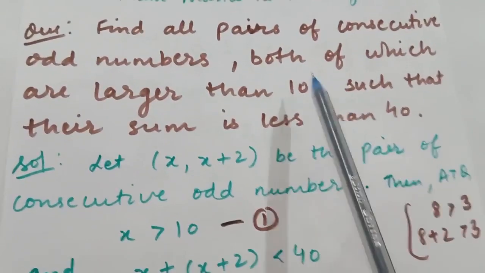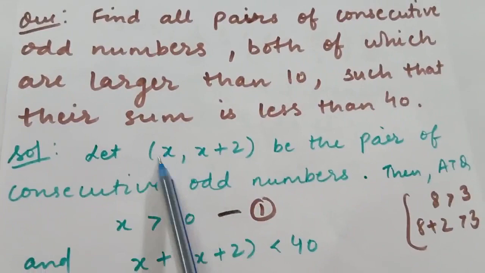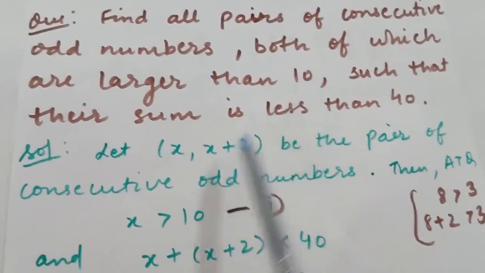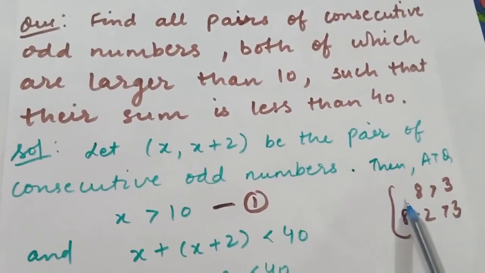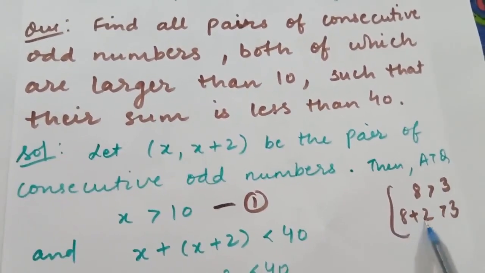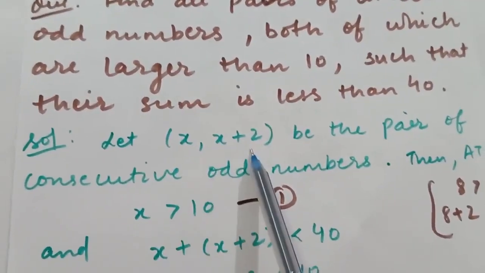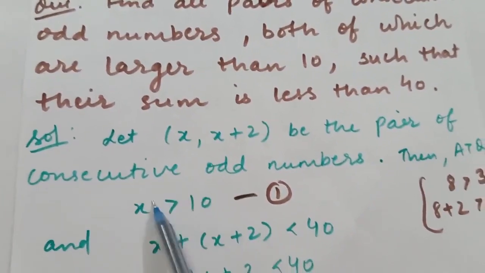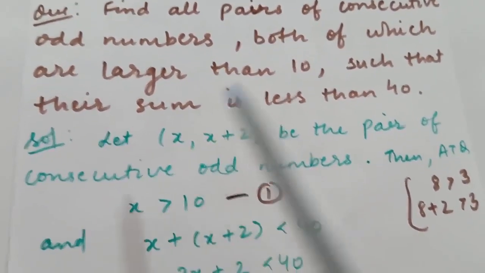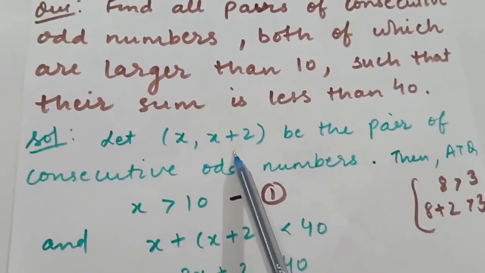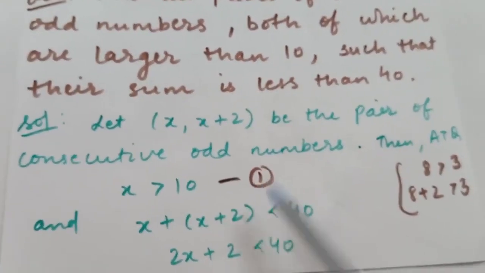Then according to the question, both of which are larger than 10. We want both these numbers to be larger than 10. So if we take the smaller one greater than 10, it will be enough. As if 8 is greater than 3, then you can see 8 plus 2 is always greater than 3. So we'll just take the smaller one greater than 10. If the smaller one is greater than 10, then the larger one will automatically become greater than 10, right? And let this be one inequality.